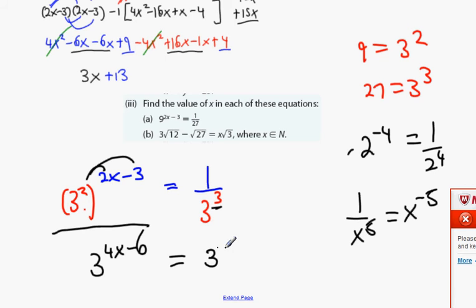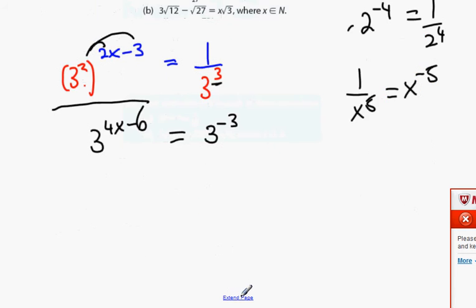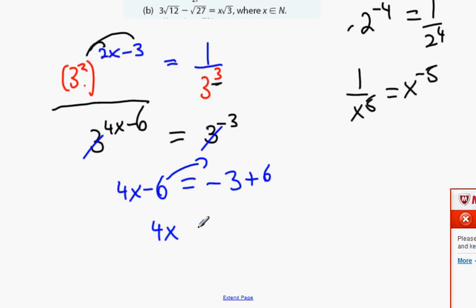So 3 to the power of minus 3. Okay, now that this is done, what can we do next? Cancel the 3's, and we get 4x minus 6 equals minus 3, then 4x equals minus 3 plus 6. Minus 3 plus 6. 4x equals 3, so x equals 3 over 4. Okay, happy enough with that?